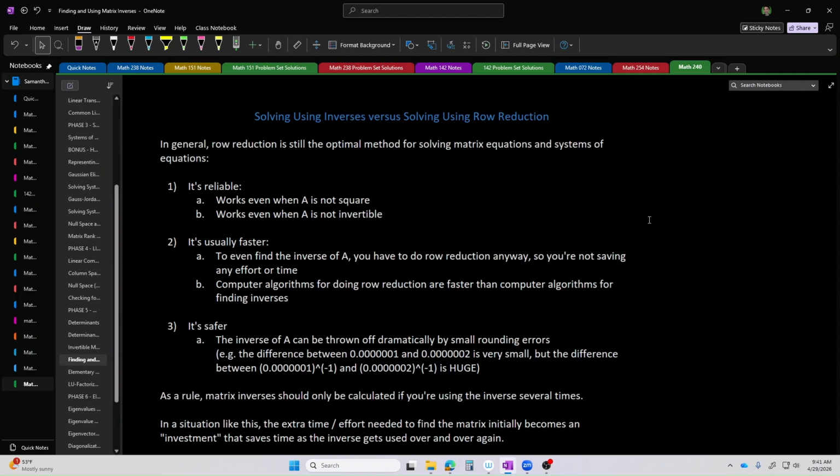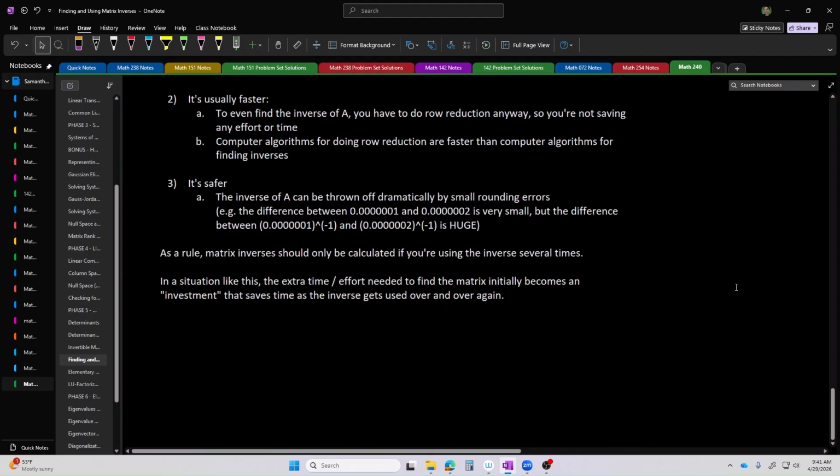And the final sort of problem with matrix inverses is that they are very, very susceptible to rounding errors. Just to bring it back to real numbers and to algebra for a moment, if you have two numbers that are very, very small, a small rounding error between these values can balloon to a gigantic rounding error when you take inverses. If you have 0.0000001 and you have 0.0000002, these two values are very, very close together.